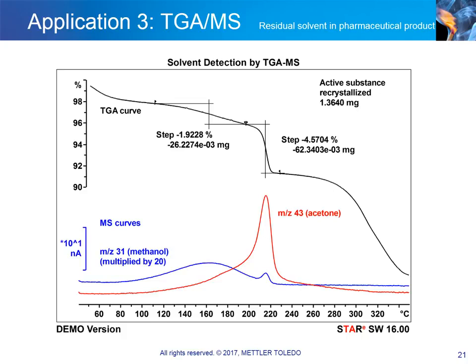From the TGA experiment, one can therefore estimate that the sample contained around 2% and 5% of methanol and acetone, respectively. Such concentrations for acetone are unacceptable according to regulations. The manufacturing process therefore needs to be modified to bring the residual concentration of acetone within the specified limits.